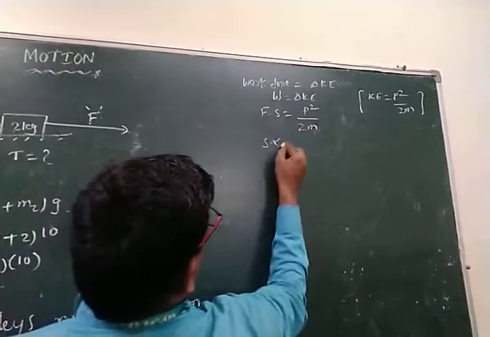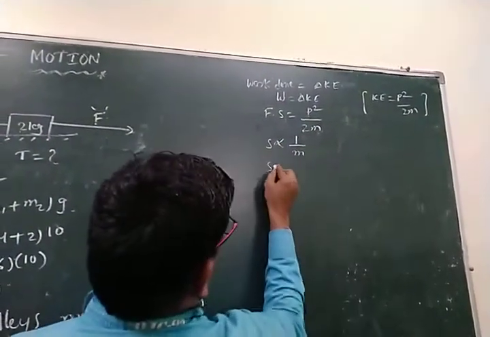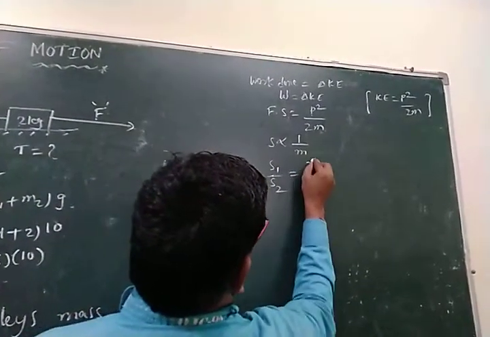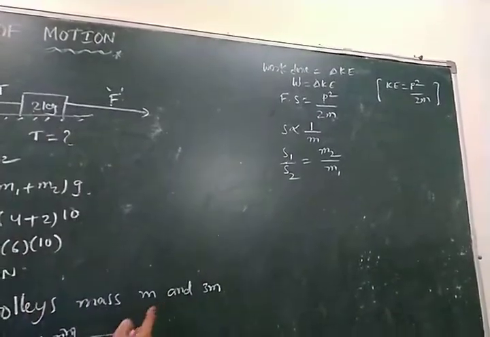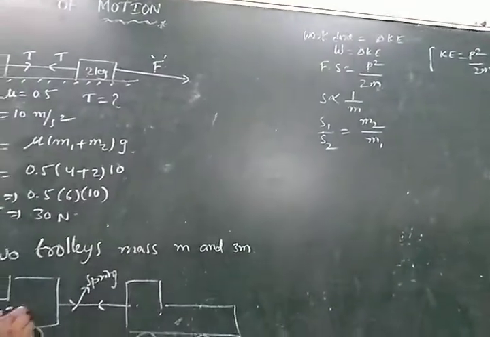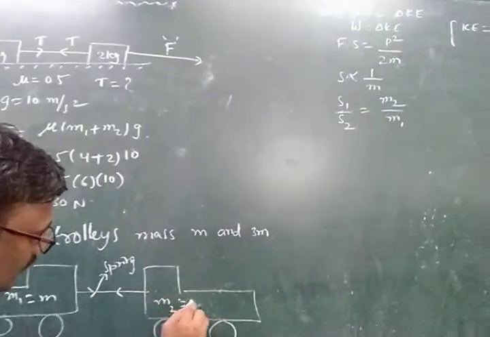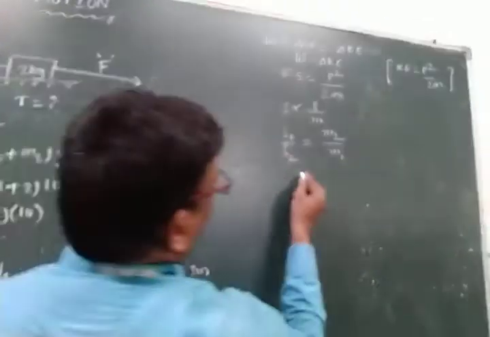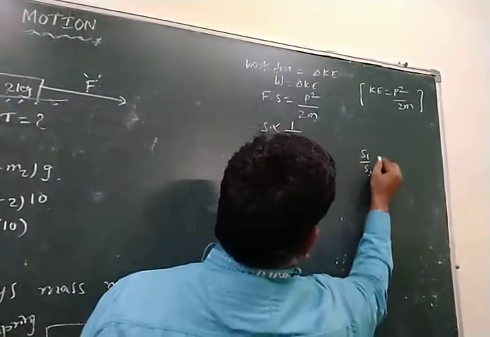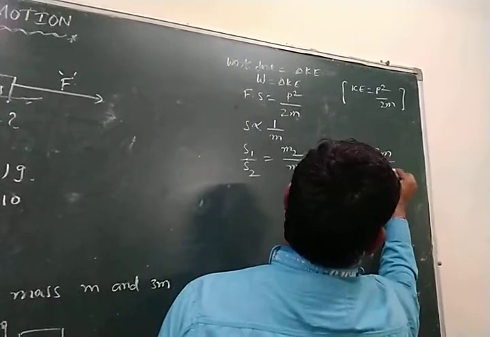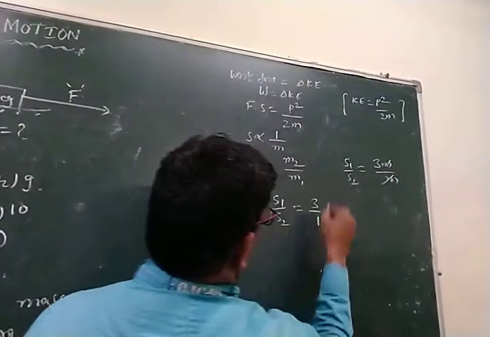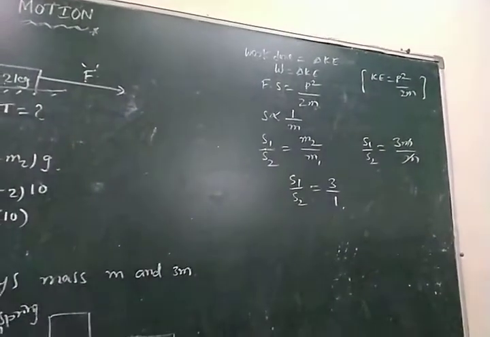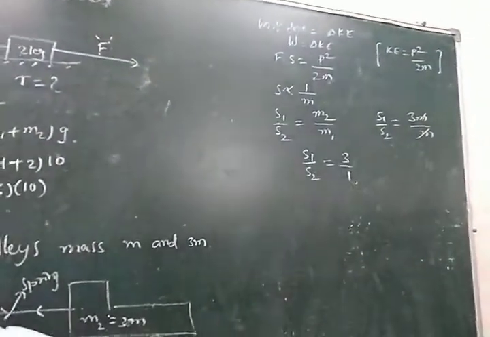The displacement is inversely proportional to mass. The ratio S1 by S2 is equal to M2 by M1. Here M1 is equal to m, M2 is equal to 3m. Now substituting, S1 by S2 is equal to 3m by m. Now it cancels, so S1 by S2 is equal to 3:1. The next question, number 85.